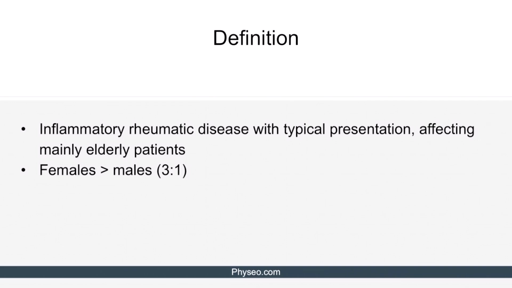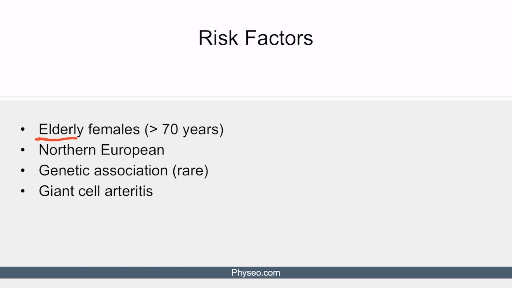Polymyalgia rheumatica is an inflammatory rheumatic disease that has a typical presentation and mainly affects elderly patients. And it's also important to know that females are 3 times more affected than males. Now, elderly female patients are mostly affected with a peak incidence in patients who are more than 70. Polymyalgia rheumatica is thought to be more prevalent in patients of Northern European descent. Now, genetic associations have been described, but it's really rare to find a genetic association.